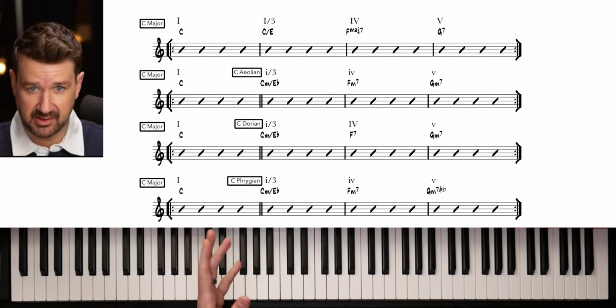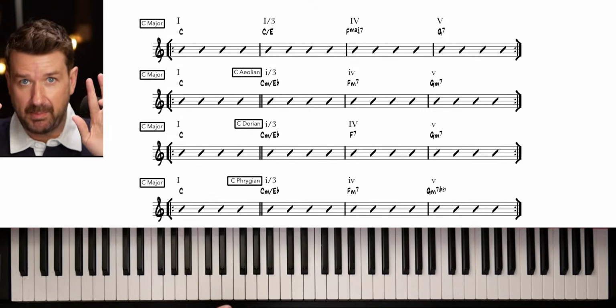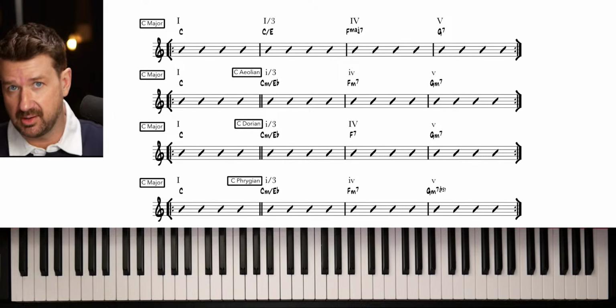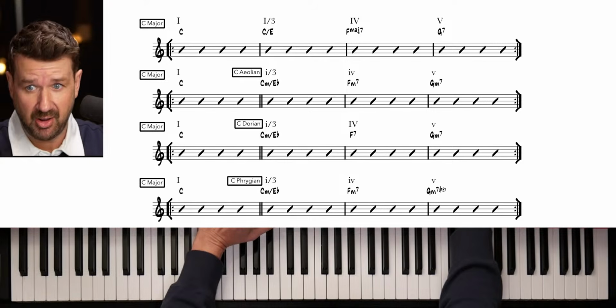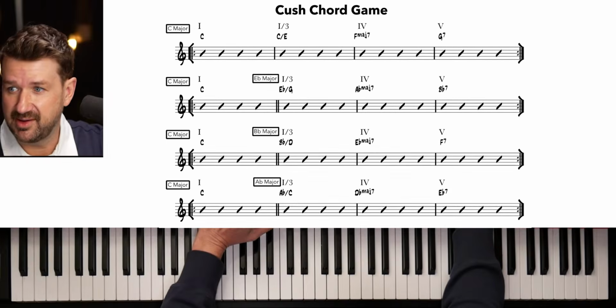That's the basics of modal interchange. And we're not just using the parallel minor of the C Aeolian, but you can use the C Dorian, you could use the C Phrygian, you could use the C Locrian, you can use any number of modes that you'd like to use. The melodic minor, the harmonic minor, all fair game. Okay, let's go to our next exercise here.